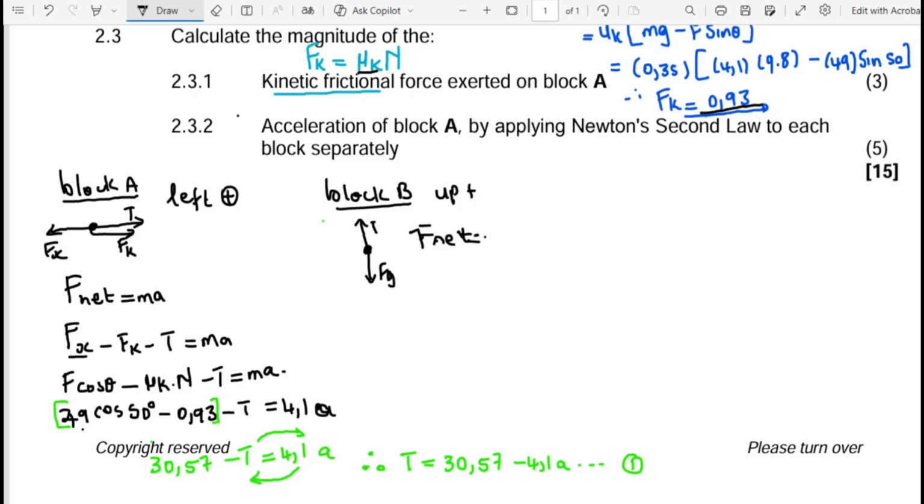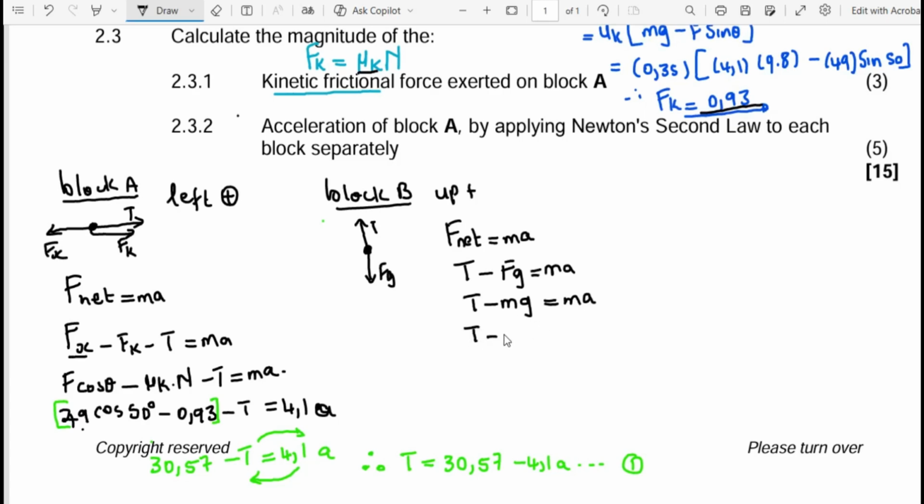So we are saying that F net equals MA, and we set up as positive: tension minus Fg equals MA, which is the same as tension minus the mass times the gravitational force equals MA. So now I just have to substitute what I have.